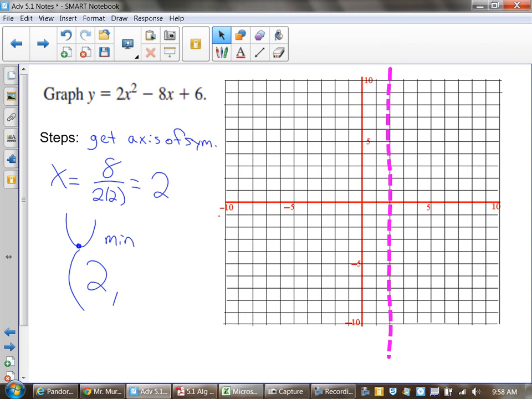What's 2 squared? 4. What's 2 times 4? What's 8 times 2? What's your y value? Negative 2. So your vertex is at 2, negative 2.